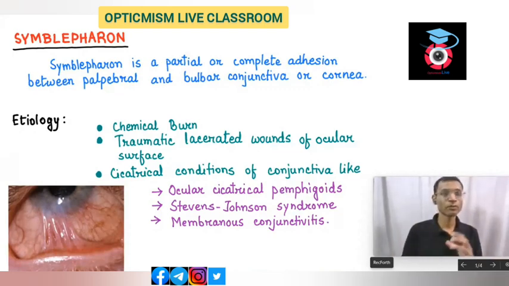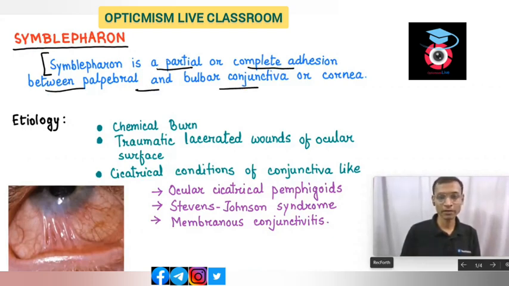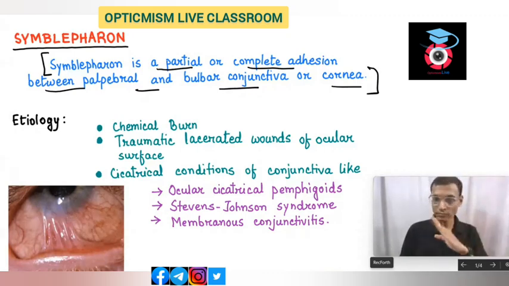So first we will talk about the definition of symblepharon. Symblepharon is a partial or complete adhesion between the palpebral and bulbar conjunctiva or cornea. When there is adhesion between the bulbar conjunctiva and palpebral conjunctiva along with the corneal epithelium, we call it complete symblepharon. When there is partial adhesion, that means no involvement of the cornea, then that is partial symblepharon.